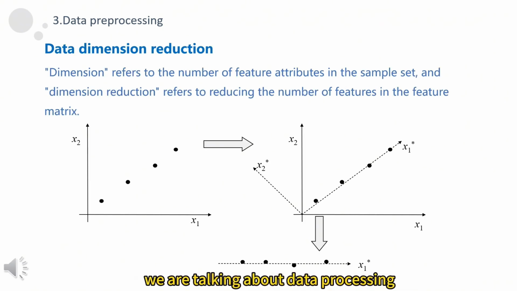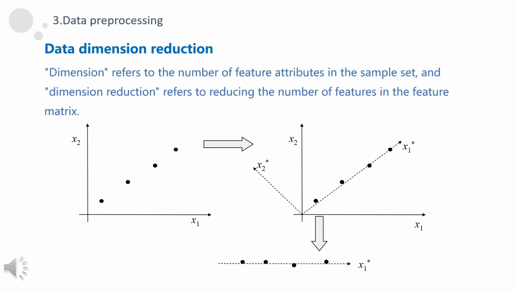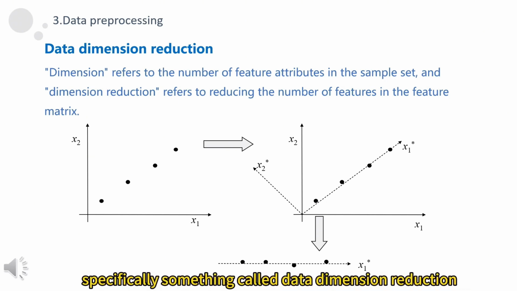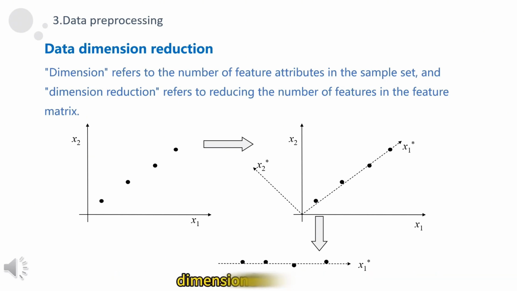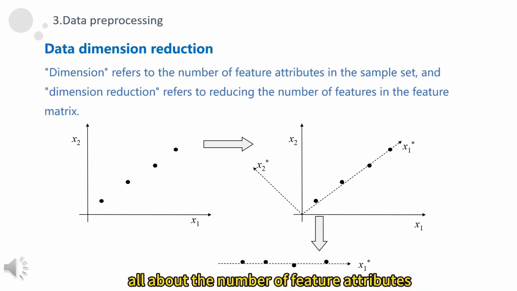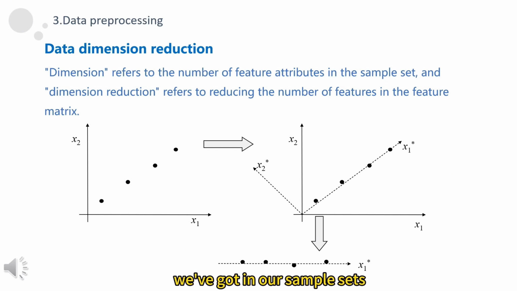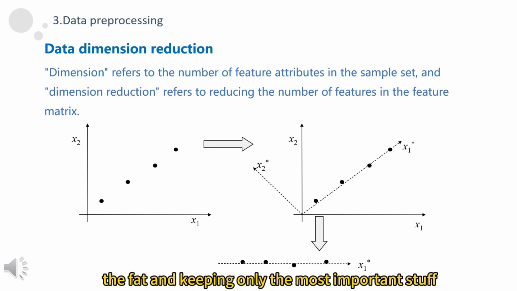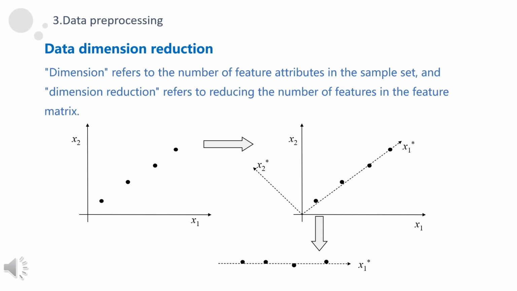We are talking about data preprocessing here. Specifically, something called data dimension reduction. So, dimension in this context is all about the number of feature attributes we've got in our sample set. And when we say dimension reduction, we're talking about shrinking down the number of features in that feature matrix. Basically, it's all about trimming the fat and keeping only the most important stuff.